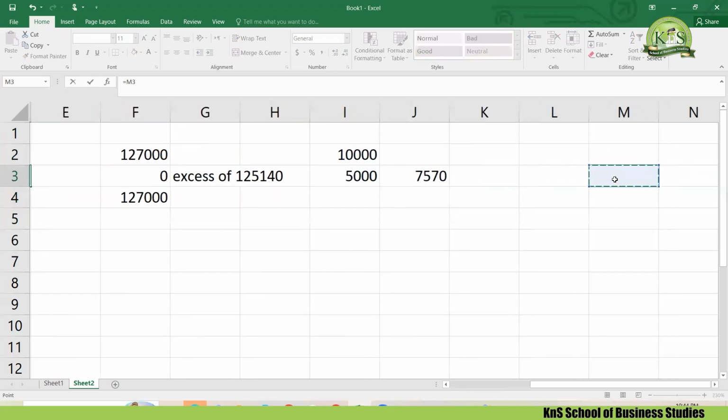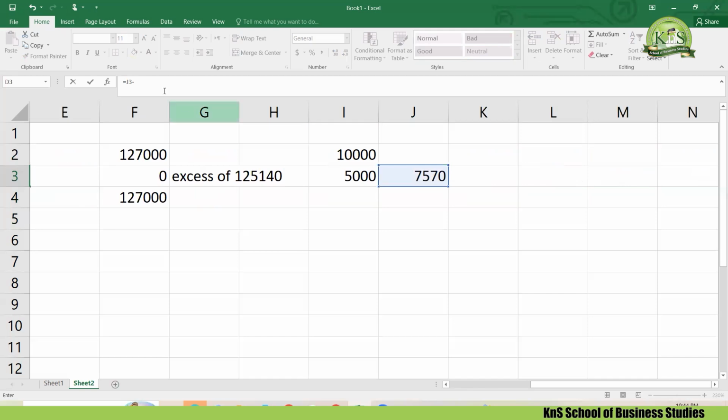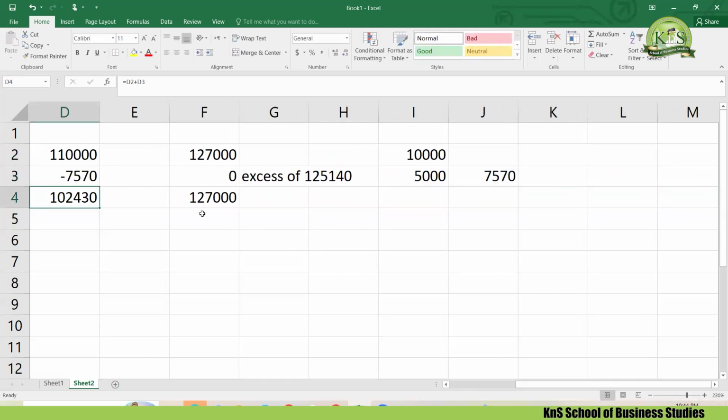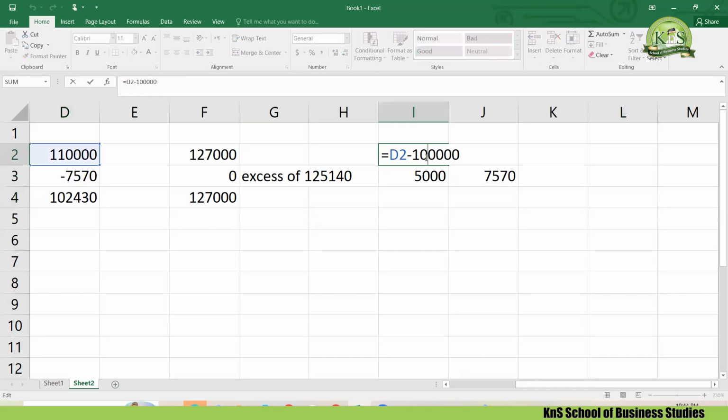I will tell you the steps again, which you can also have. See what I have done? First of all, I've taken out the excess. How much income is more than 1 lakh? Done. And then I'll simply divide this by 2. I can do this entire working in one cell as well.